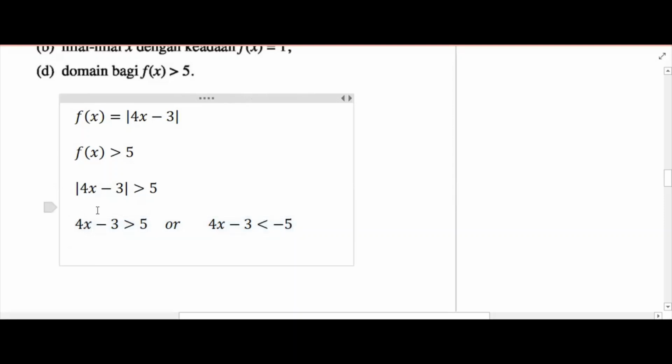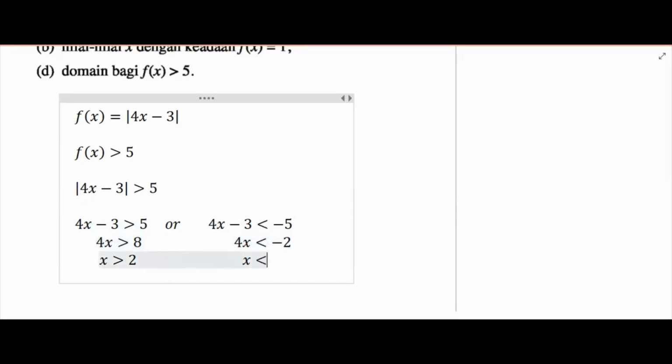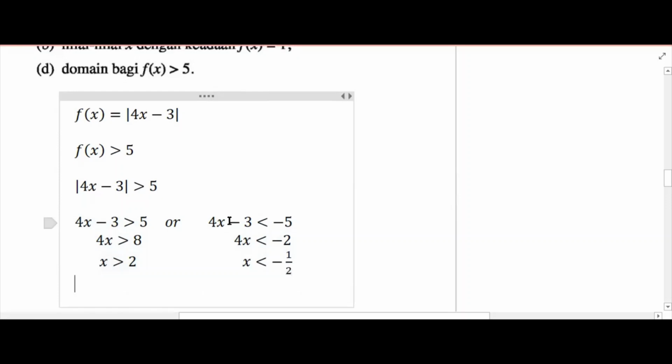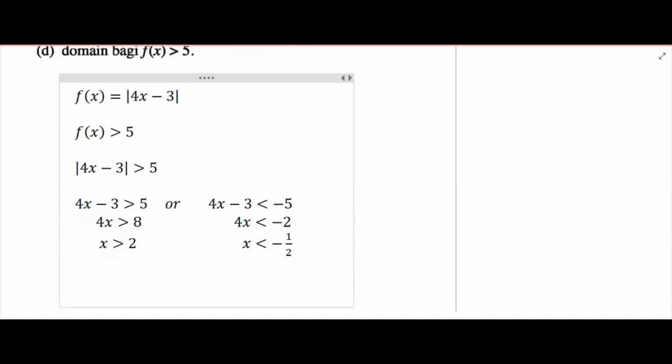Okay, let's do the first one. 4x minus 3 more than 5. 4x more than 5 plus 3. 5 plus 3 is 8. So x is what? 8 over 4, which is 2. Okay, next one. 4x minus 3 is less than negative 5. So 4x is less than negative 5 plus 3, negative 2. So x equals what? Negative 2 over 4, negative 2 divided by 4, negative 1 over 2. Okay, let's see, can we combine or not? Okay, draw another number line, number line here.